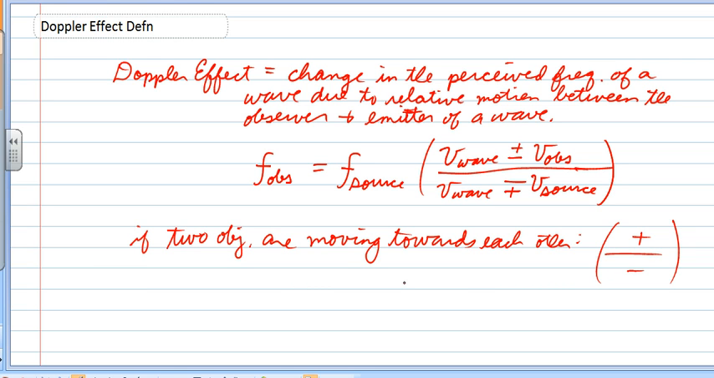Now, if two objects are moving away from each other, then you're going to use the opposite, minus and plus. This makes the numerator smaller, denominator bigger, and the frequency will become less. Okay, so that's enough about the equation, but what is it?